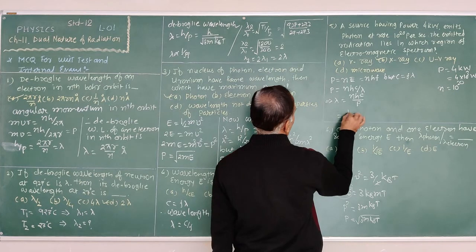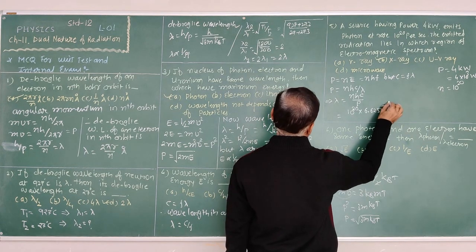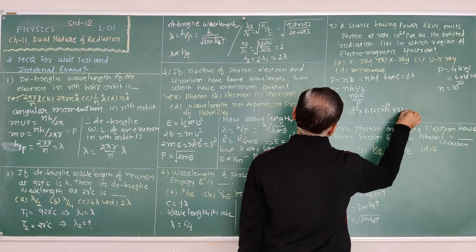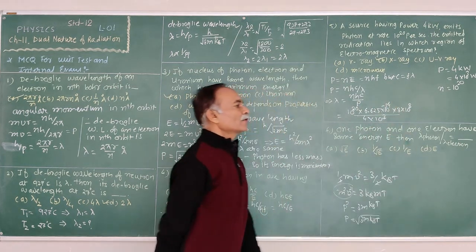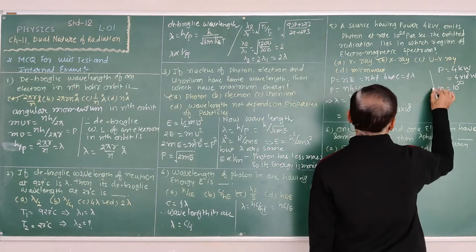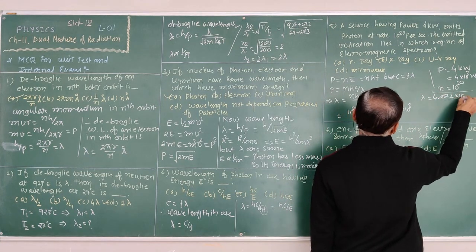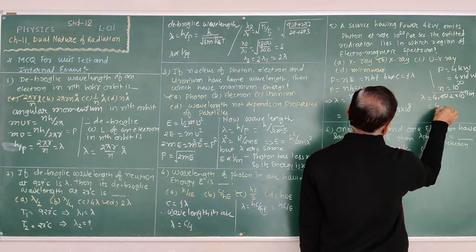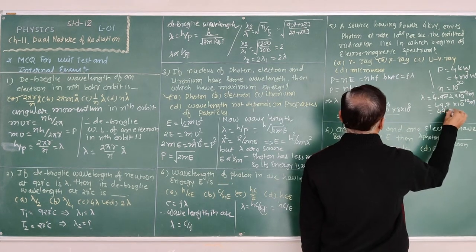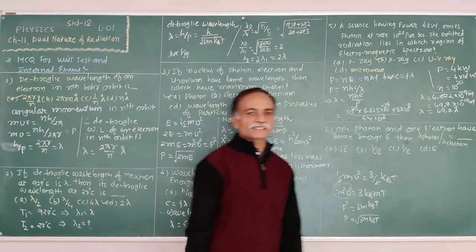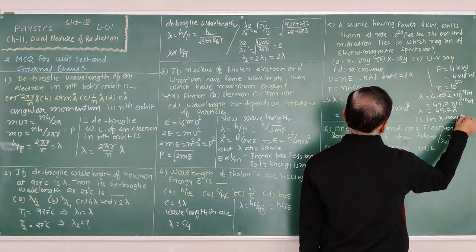Substitute the values. N is given as 10²⁰. h, Planck's constant, is 6.625 into 10⁻³⁴. c, velocity of light, is 3 into 10⁸, upon power 4 into 10⁻³. Thus we obtain the value of lambda as 4.97 into 10⁻⁹ meter, so it's 49.7 into 10⁻¹⁰ meter, which is 49.7 angstrom, which is in the X-ray region.